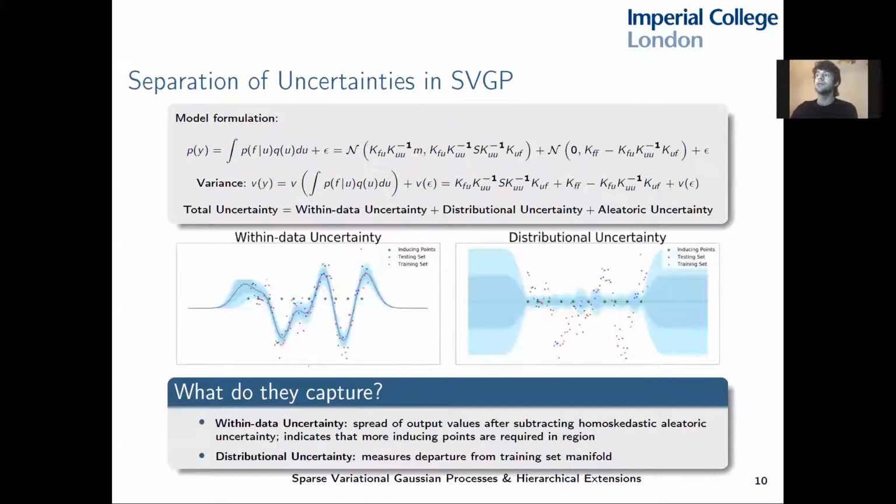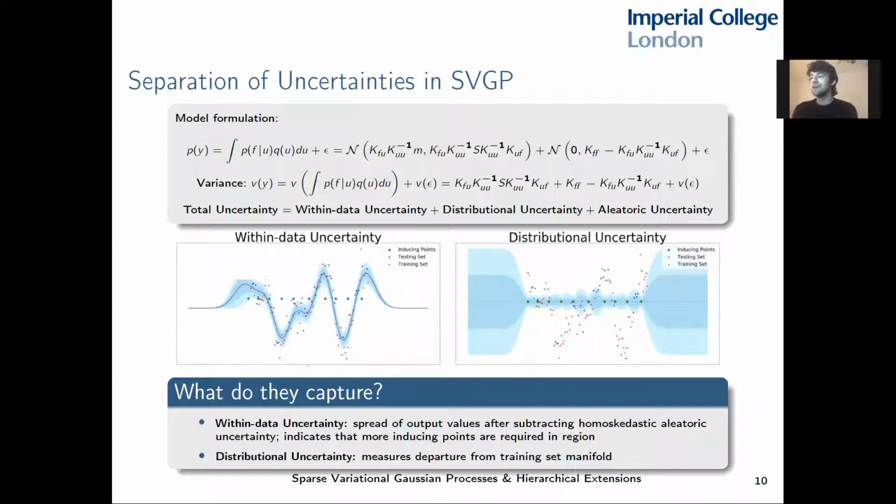Now, the natural question is, what type of uncertainties can you obtain with sparse variational GPs? The cool thing about GPs is that you can write down the posterior equations in closed form, meaning that you can integrate the variational posteriors out. If we look at the variance, we now have three types of uncertainty. We still have the aleatoric uncertainty with the same properties as before, but now we can split epistemic or model uncertainty into two constituent parts: within-data uncertainty and, respectively, distributional uncertainty.